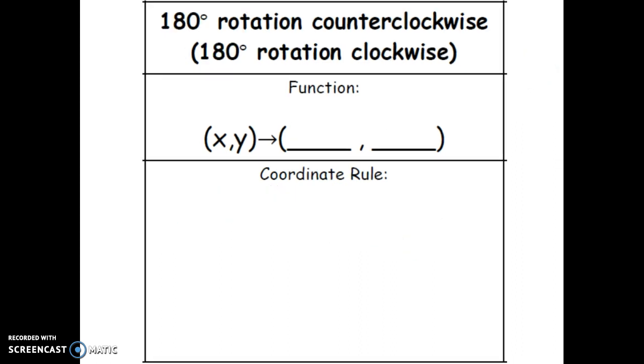The next is a 180-degree rotation counterclockwise, which is equivalent to a 180-degree rotation clockwise. And its function is (-x, -y). And what this means is that we change the sign of both x and y.